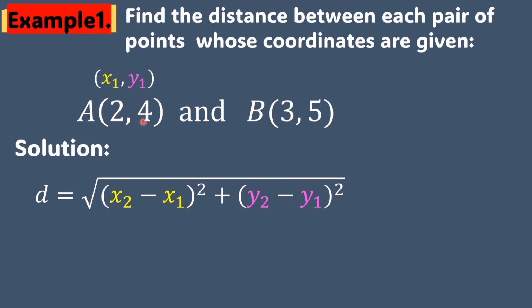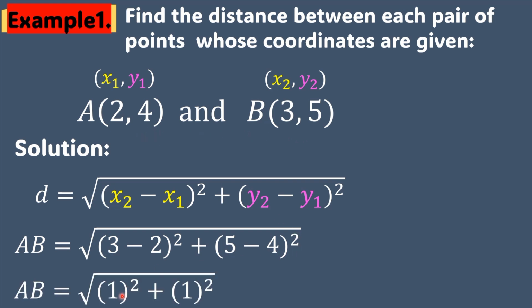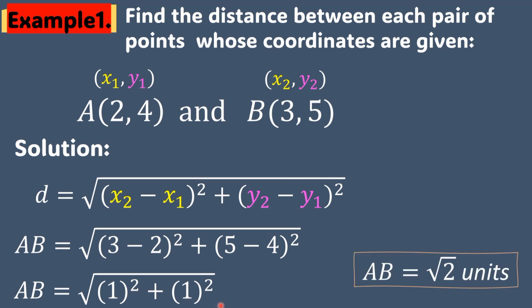Let this be x sub 1, y sub 1, and 3, 5 will be the x sub 2, y sub 2. Then, the distance AB, or the D, is equal to the square root of 3 minus 2 quantity squared plus 5 minus 4 quantity squared, which is the square root of 1 squared plus 1 squared. The distance AB is square root of 2 units.